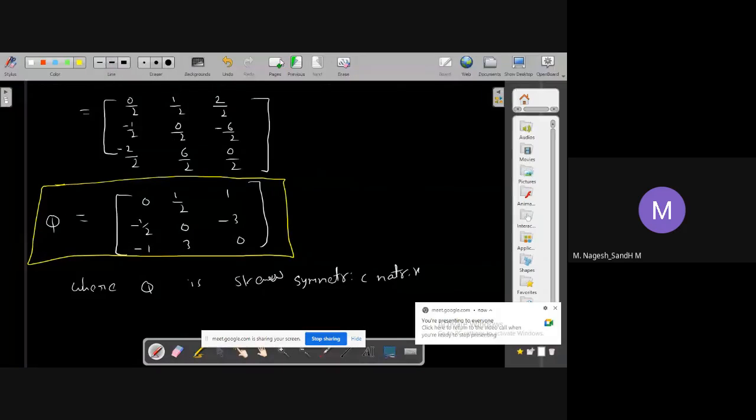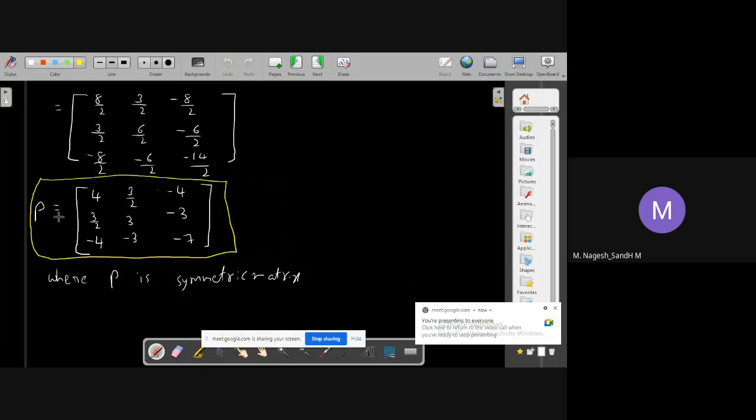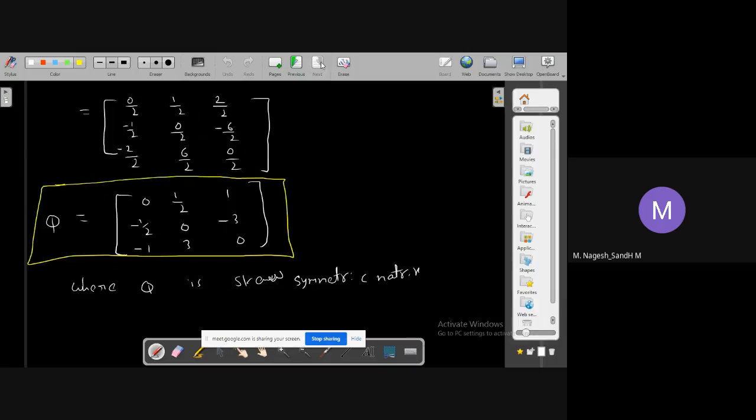So this is the P matrix and this is the Q matrix. By the theorem we know that P and Q are the symmetric and skew symmetric matrices. So what is the question saying? Express the following in terms of symmetric plus skew symmetric. That we have to write. So now we'll come to the next page.